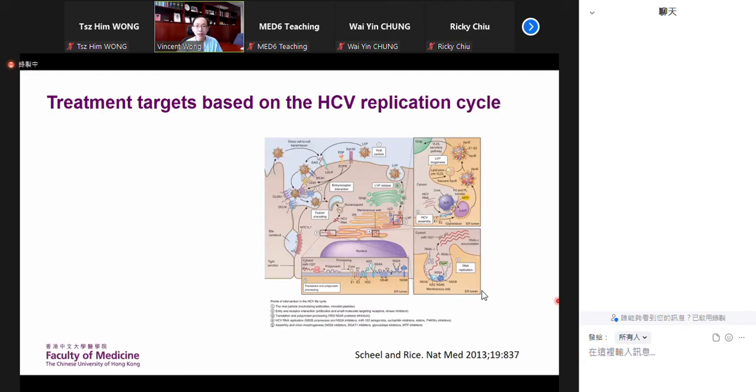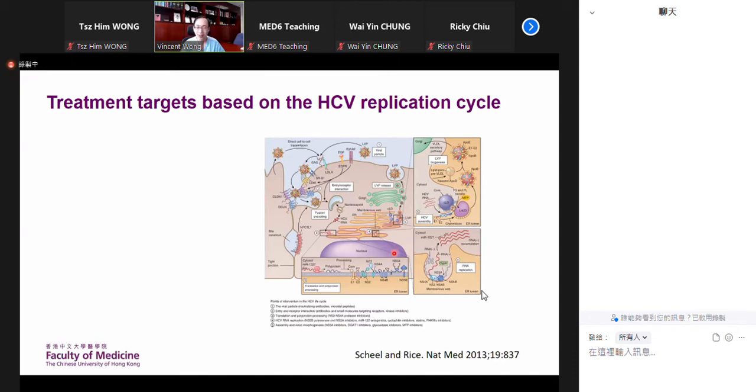How do we treat HCV? If you talked to me maybe 10 years ago, I would still be talking about the use of PEG interferon and ribavirin. But nowadays, we don't need to do that, because we have already known a lot about the life cycle of HCV. Okay, this is a paper from Nature Medicine.